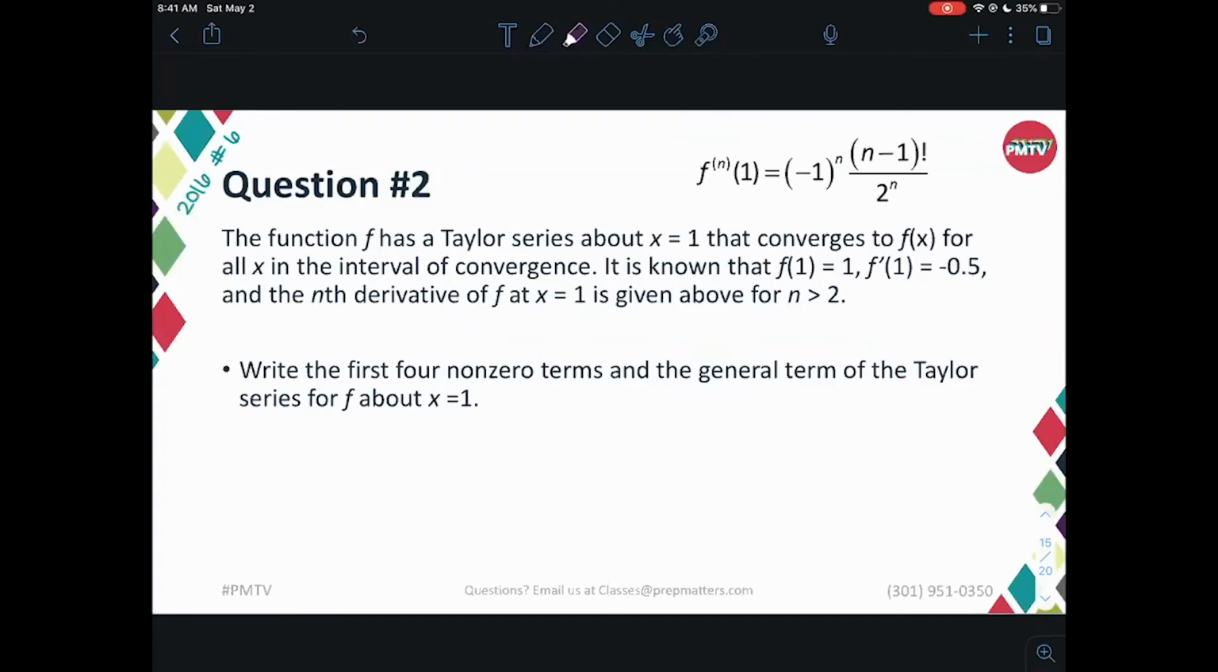So question number 2 for today, this is 2016 number 6 question. The function f has a Taylor series about x equals 1, there's our value of a, that converges to f of x for all x in the interval of convergence. This interval of convergence, radius of convergence, comes from a section that we are not looking at this year. It is known that f of 1 equals 1, f prime of 1 equals -1/2, and the nth derivative of f at x equals 1 is given above. So that is right here. Write the first 4 non-zero terms and the general term of the Taylor series for f about x equals 1.